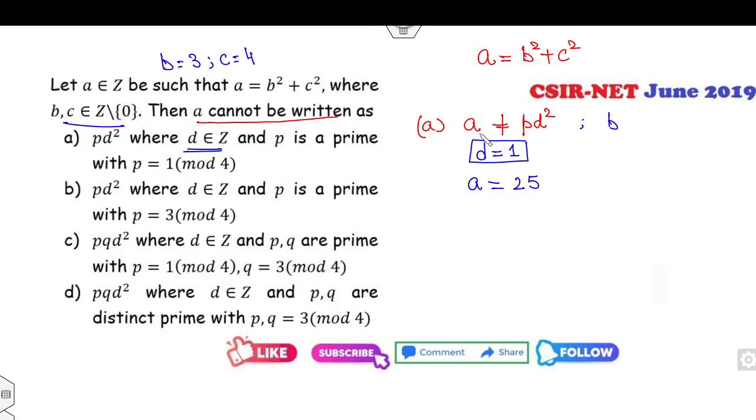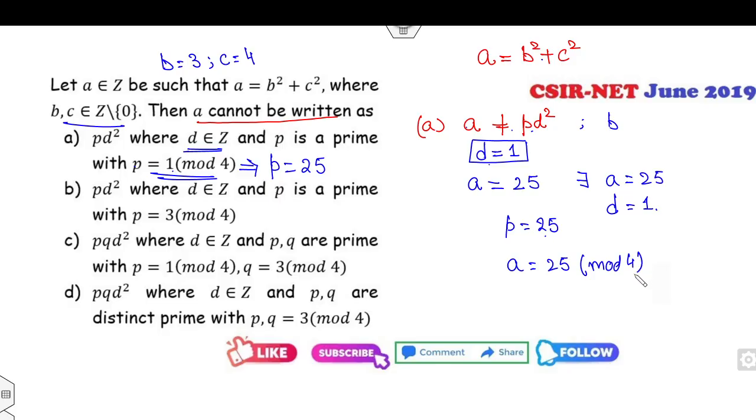Then can you choose D as my 1? Fine. Is it possible that A will be my 25? Yes, you can see if you choose P is 25, which satisfies this property. So therefore there exists A is equal to 25, D is equal to 1. Sorry, P is equal to 25. If P is 25, that satisfies this property. Therefore A will be satisfied. So I can write A is 25, which is my 1 modulo 4. But he said cannot. First option is cancelled.